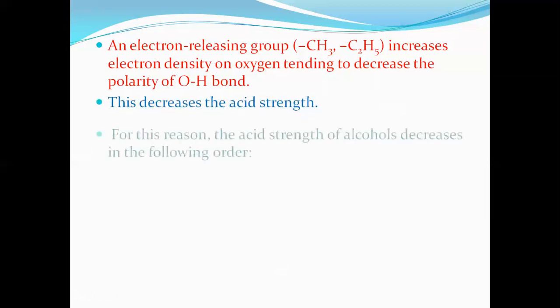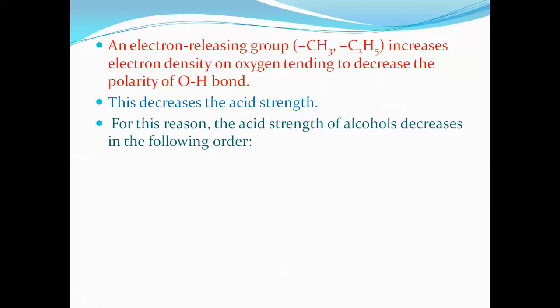On the other hand, if electron withdrawing groups such as NO2, X, etc. are present, they withdraw the electron density from oxygen. Then the polarity of OH increases, so the acidic character also increases. Students, do remember, if electron donor groups are present, then the acidic strength of alcohol decreases because of the decrease in the polarity of OH. If electron withdrawing groups are present, then the acidic character increases due to the increase in the polarity of OH.